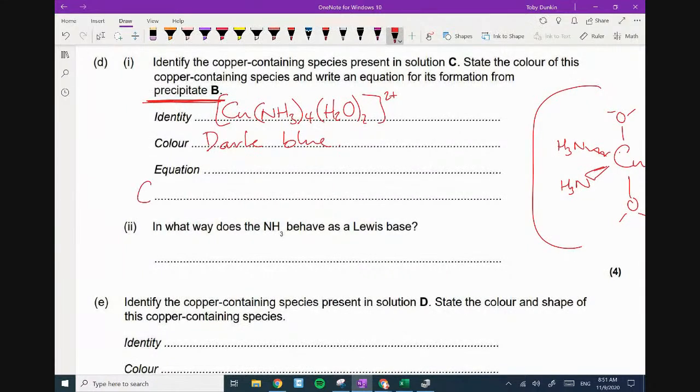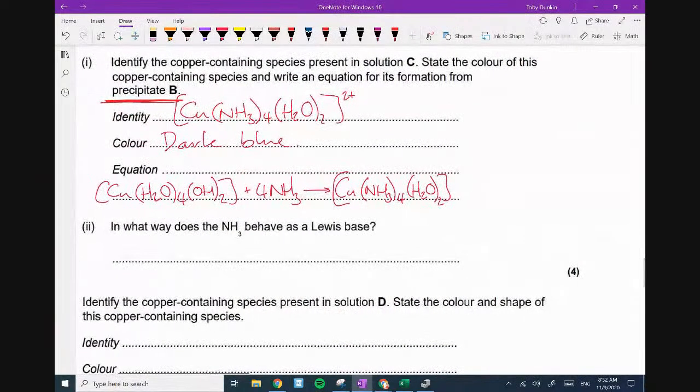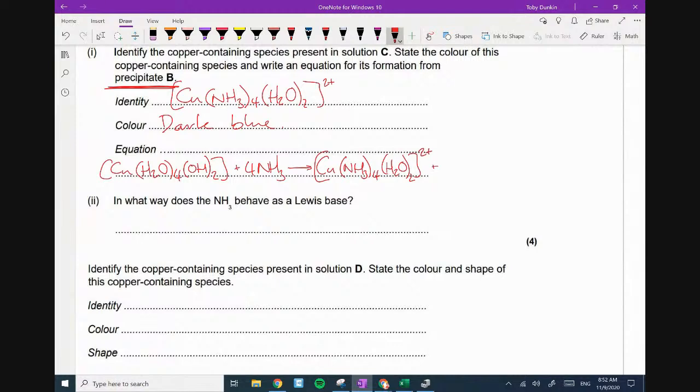Now, the equation is the only bit of interest for me. I think it's rather interesting because we're going from the precipitate, which is neutral. We've got no ammonias bound at the minute. So we're going to have to add 4 ammonias. And then all you have to do is just remember to kick people off. So we're now going to form the Cu, the 4 amines, and then 2 H2Os left. And that is 2+, by the way, still. So what's kicked out? I'm going to kick off 2 waters, 2 H2O, and 2 OH minuses.